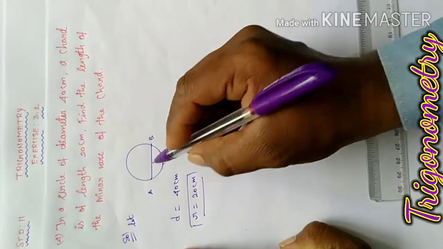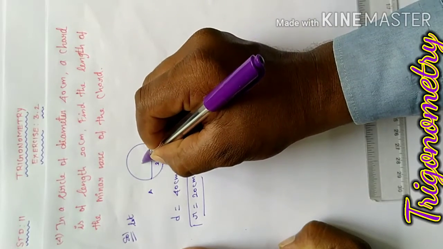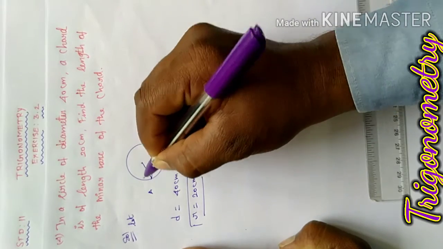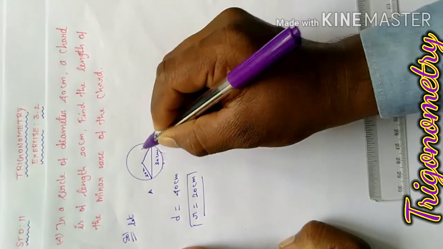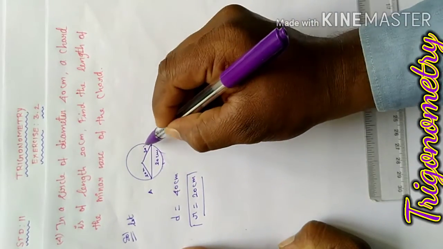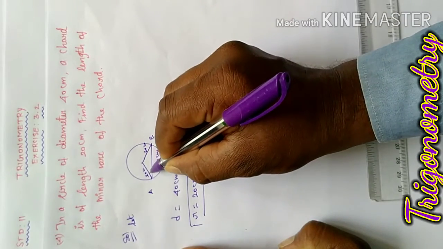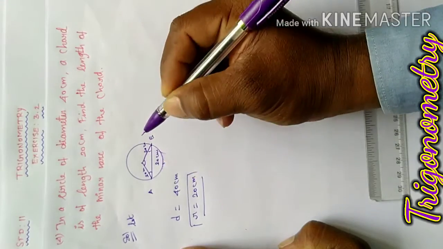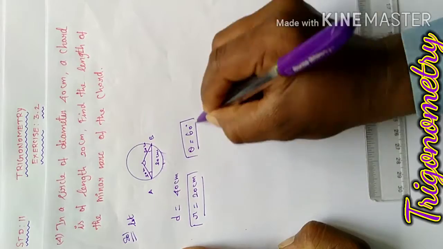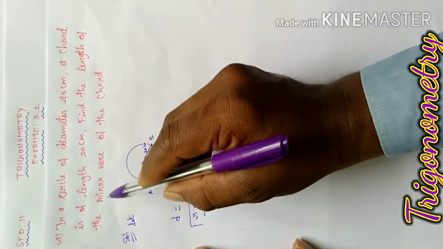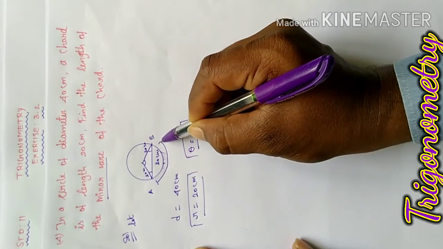AB. Chord namakku 20 cm and radius equal to center point endha apply pandrom, that is in radius 20 cm. Appo inga apply pannalum radius namakku 20 cm. Therefore namakku 3 side equal ah irukke, 3 side equal ah irundhuchuna 3 angle equal ah irukum, that is in equivalent triangle. Therefore theta equal to namakku 60 degree.